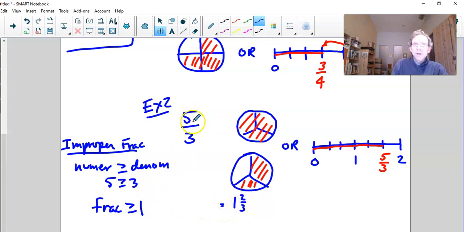If the numerator equals the denominator, you get 1, right? 5/5 would be 1, or 3/3 would be 1, 8/8 is 1, right? So the fraction would be equal to 1 when they're equal to each other.